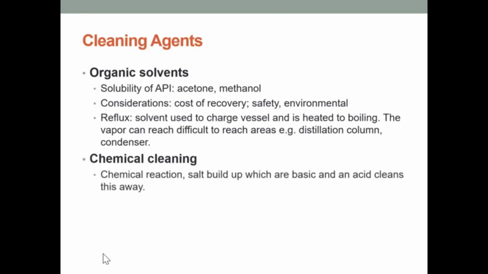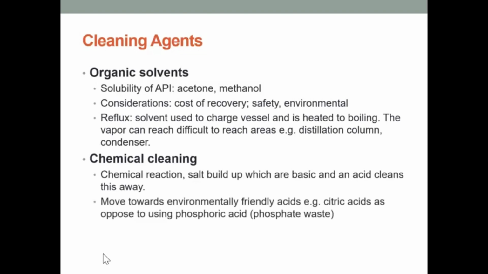Chemical cleaning. This is where we're using a chemical reaction, so acids or bases, to remove our residues. Salts that have built up can be removed using an acid or basic clean. We want to move towards using more environmentally friendly acids, things like citric acid, as opposed to phosphoric acid, which produces phosphate waste, from an environmental point of view and also from a cost concern. Aqueous cleaning agents and surfactants, so something that is a water-based solution.